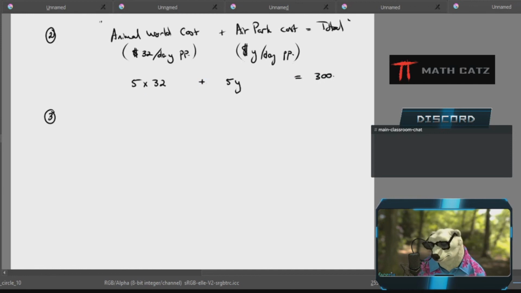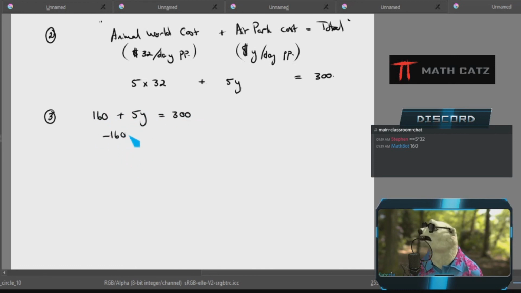I want to know what's 5 times 32. Is MathBot going to tell me? MathBot, if you take that long, I'm just going to do it in my head. 160 plus 5y equals 300. Now I look at this and I say, okay, I want to subtract 160 on both sides. That's my little scribble to help myself. So 5y, that does not look like 5. Come on. Doesn't look like anything else either, but let's make it as clear as possible. I'll have 140 left on the other side here, so I'm dividing by 5.